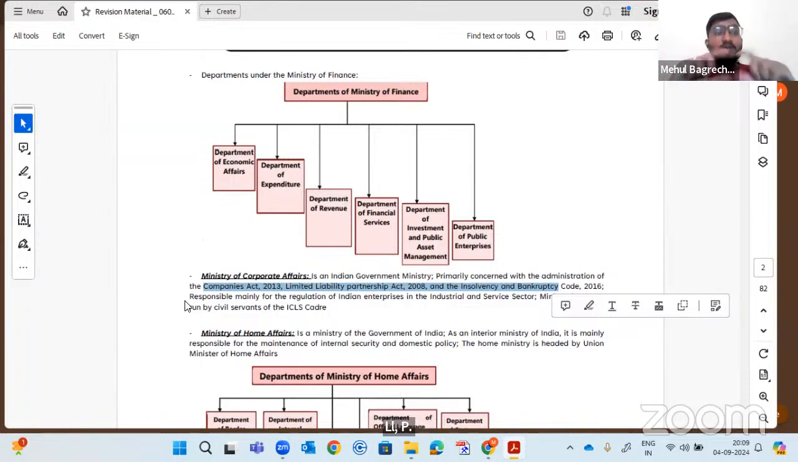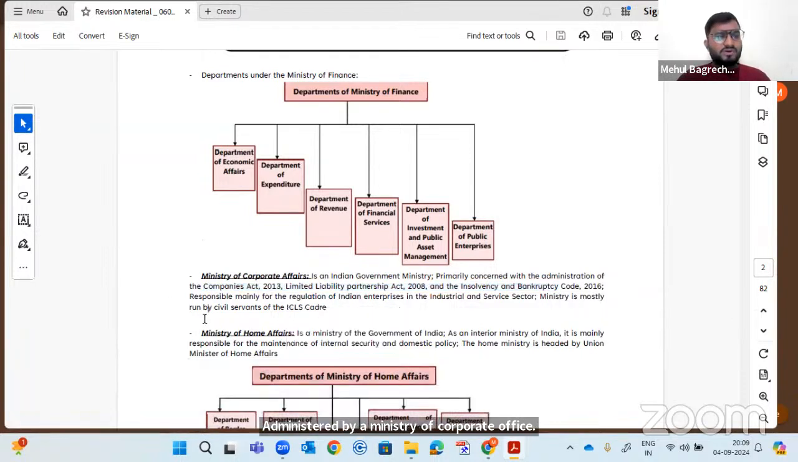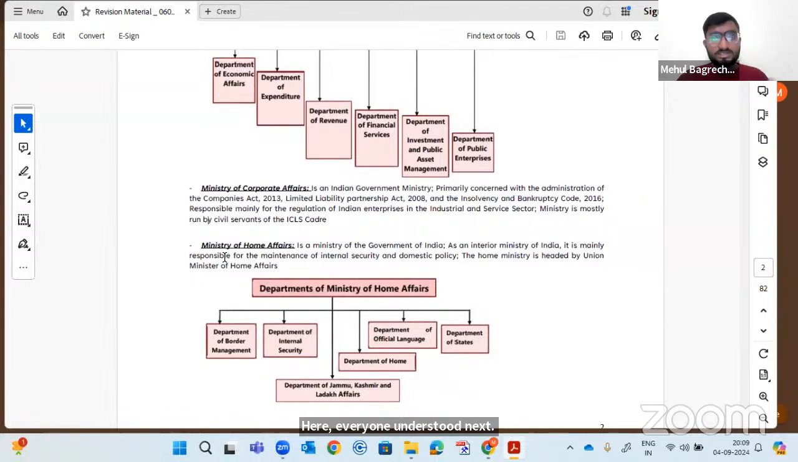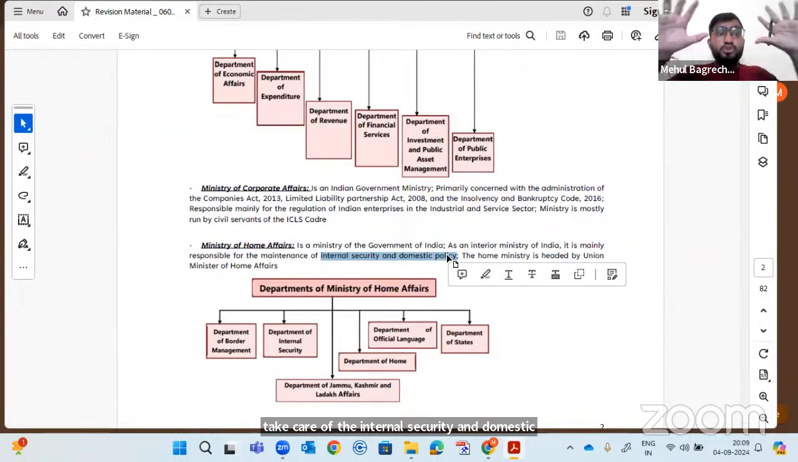These 3 are administered by the Ministry of Corporate Affairs. Everyone, understood? Next, you have the Ministry of Home Affairs. Now, what do they take care of? Very important, sir. They take care of internal security and domestic policies. Within the country, how should we maintain security? All of that is handled by the Home Ministry.